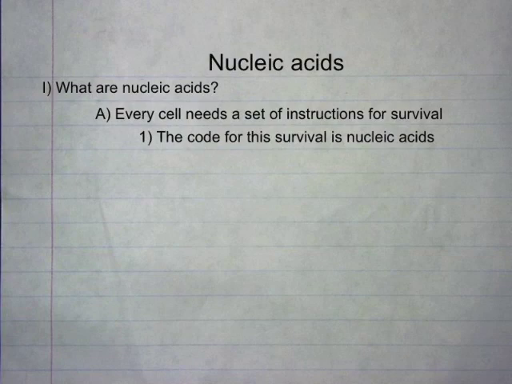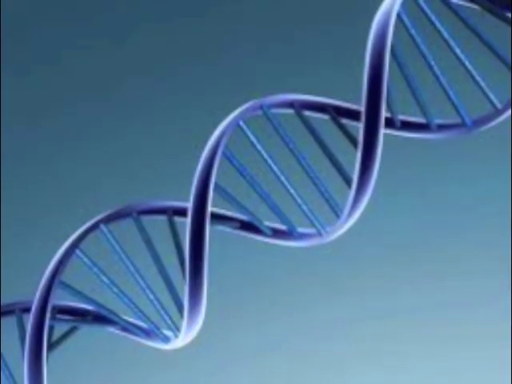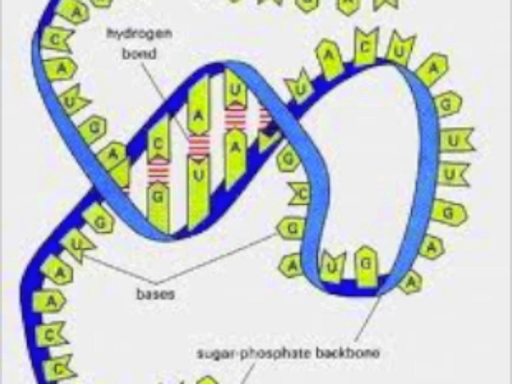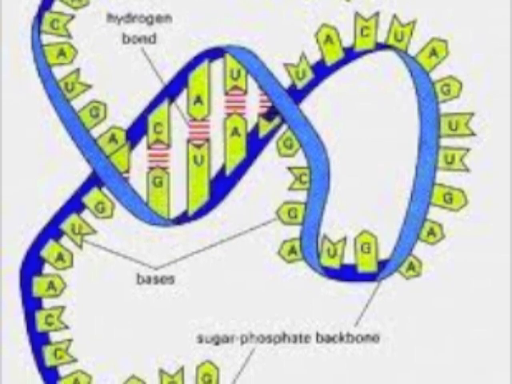What are nucleic acids? Every cell needs a set of instructions for survival. The code for this survival is nucleic acids. Nucleic acids act as the information carriers for the cell. Together, they are able to make sure that the cell performs all the necessary functions in order to survive.